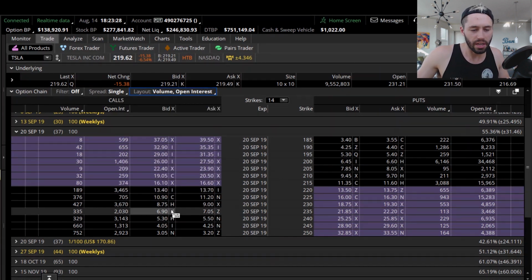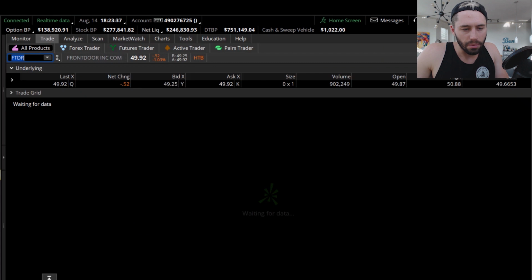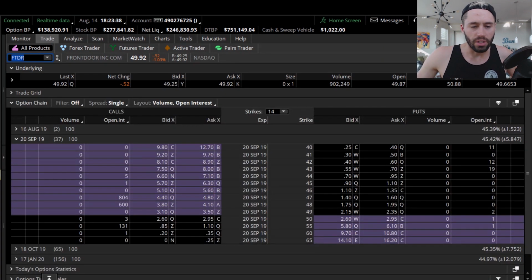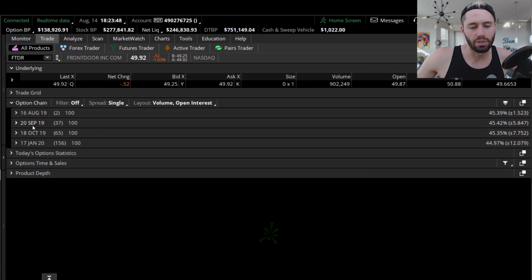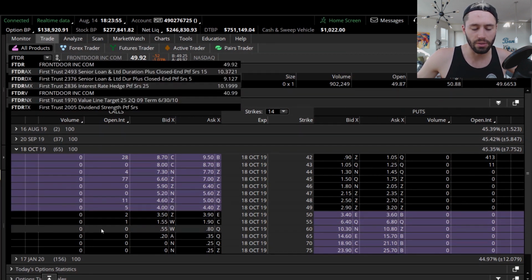Let me show you a quick example of what something looks like if it doesn't have any volume at all. So for example, I'm going to pull up Front Door, which is actually a stock our resident value guy, Mr. Bean, has been talking about a lot. And this stock doesn't really have an active option market, which is why we're trading with the underlying. So if we go to the October options and we pull up volume, open interest layout here, you can see these are zeros and twos, ones, zeros, not much going on.